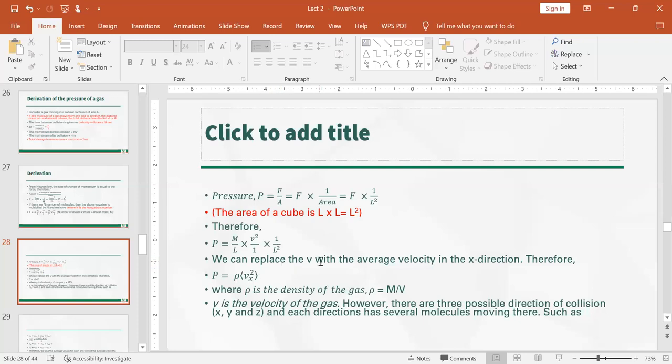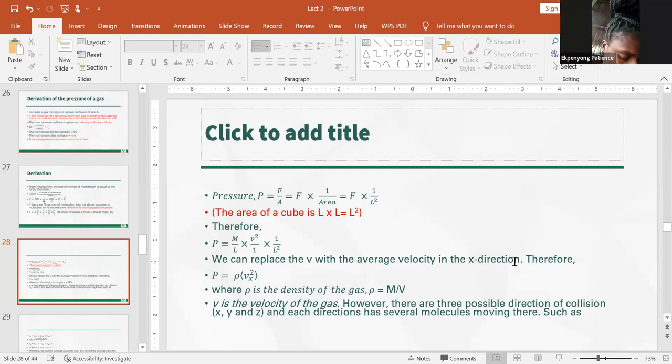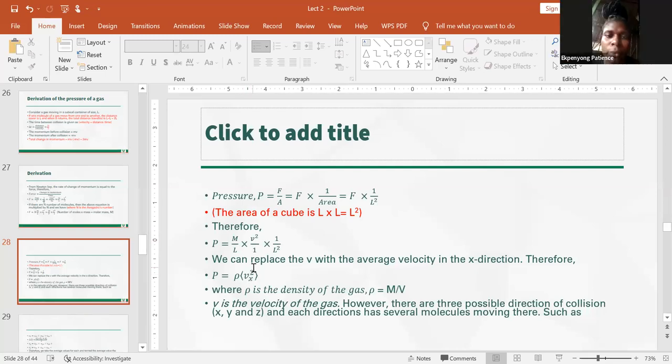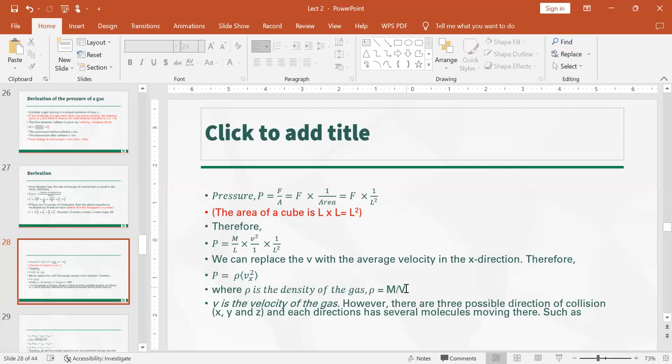We can replace the velocity with the average velocity in the x direction. That means gas molecules will move in the x direction, some will move in the y direction, some will move in the z direction. So now when you look at that, we can replace that. Instead of having v, we now look at the average velocity, which is vx squared in the x direction, where rho is the density of the gas. The rho is the mass over volume of the gas.